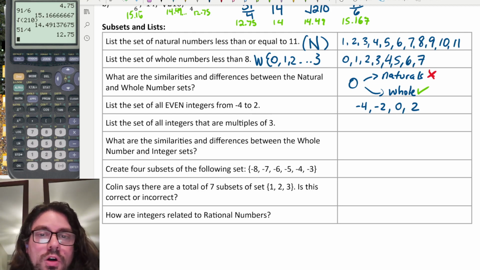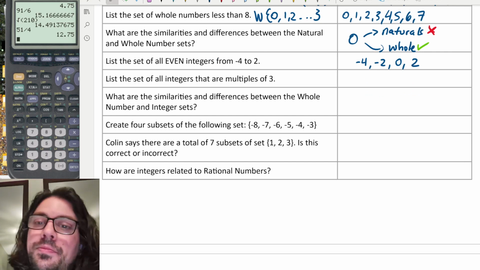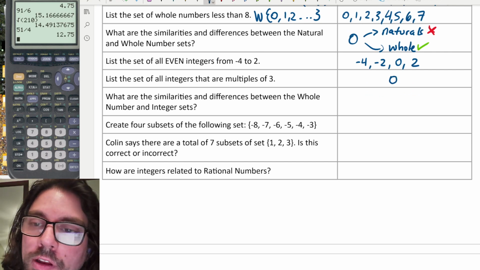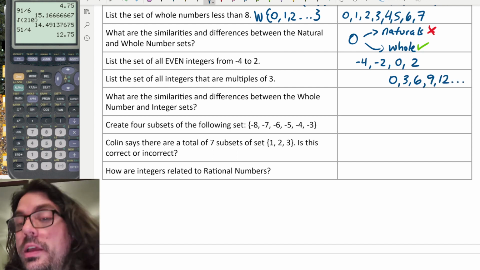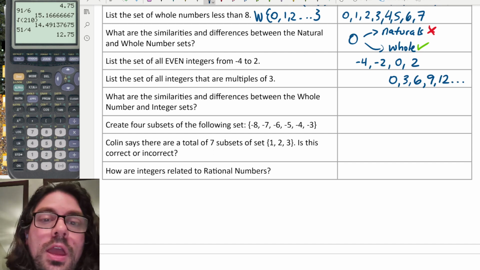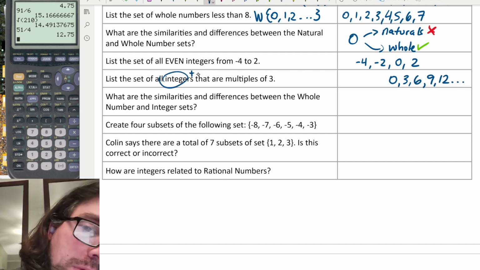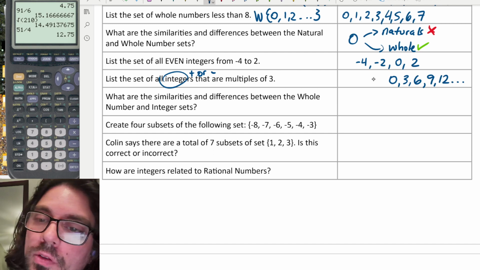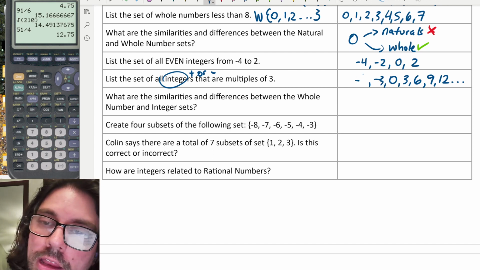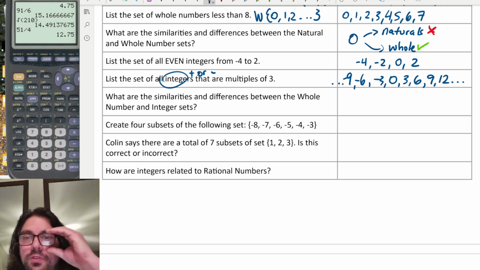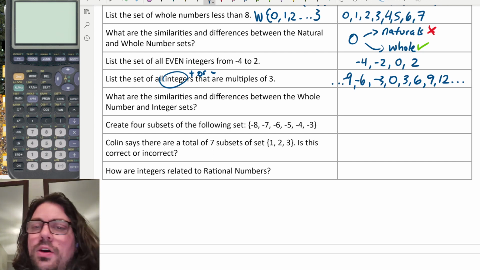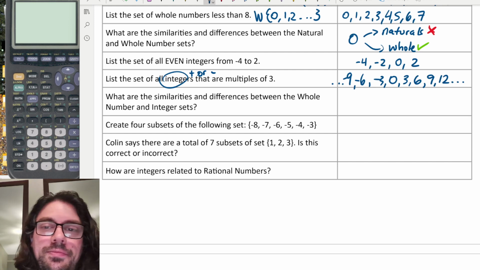List the set of all integers that are multiples of 3. Well, that would start at 0, and we'd go up by 3, 6, 9, 12. And obviously, we're not going to keep going forever, because that would take forever. But remember, integers can be positive or negative. So this would also be -3, -6, -9, and that would also go on forever. So in both directions, -12, -15, -18.